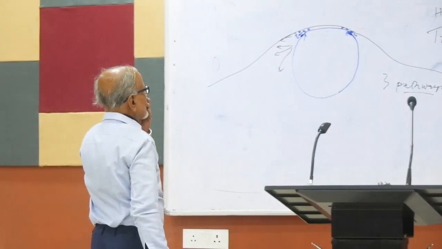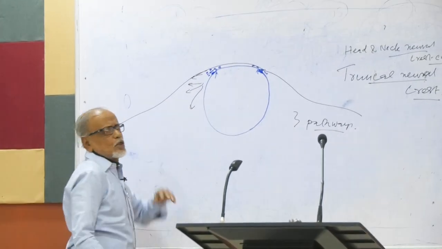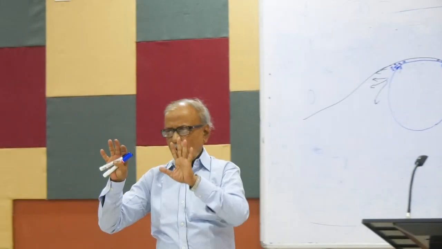Now, you don't really need to know much about these pathways, I am telling you because you have to read it. The truncal neural crest cells will migrate along three pathways: a dorsal, a dorsolateral, and a ventral. Now the cells will ultimately give rise to what? That is important for you. You will be asked in the exam: these truncal neural crest cells will ultimately give rise to what?